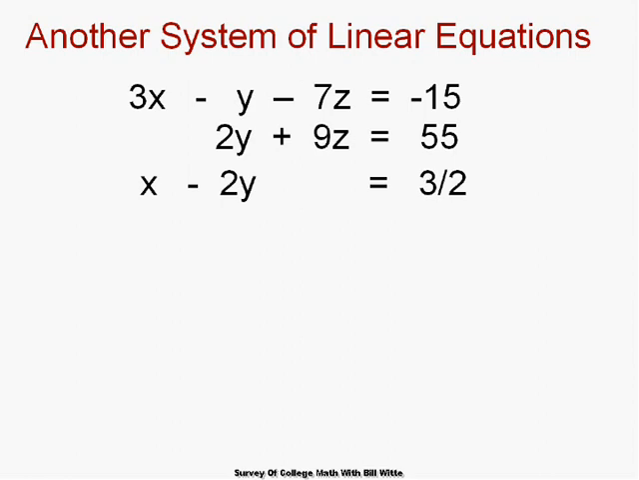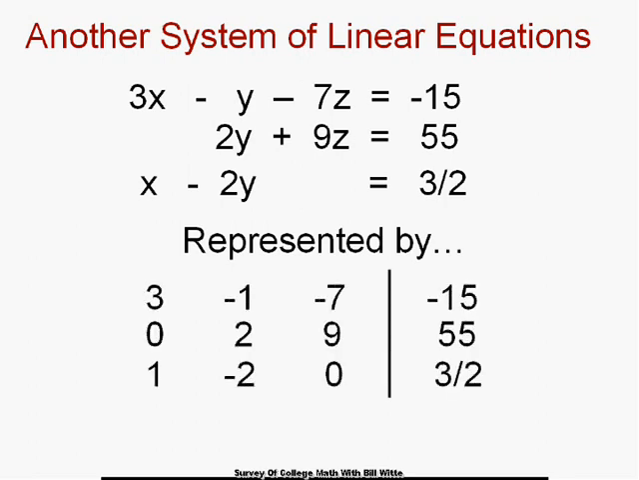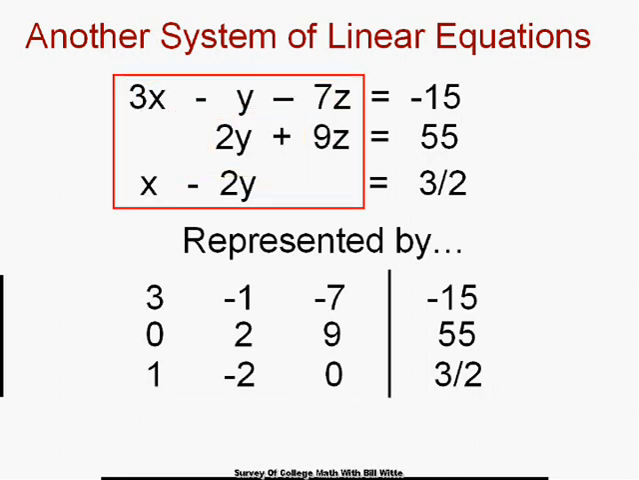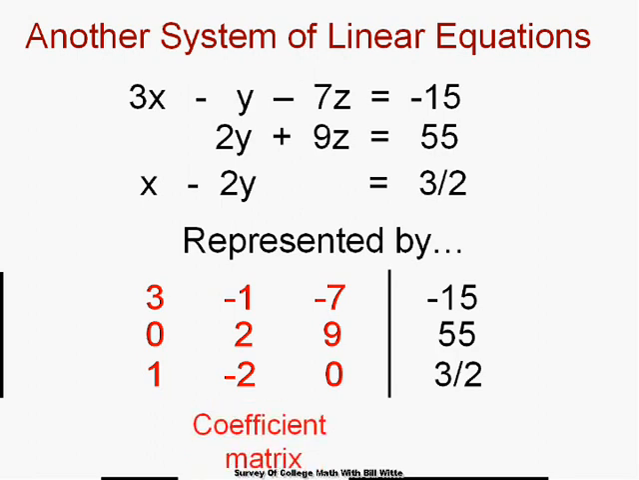Now, this is a three-variable system. It's got an x, y, and a z. Sometimes there's a zero in front of the x or a zero in front of the y, so we don't write them. But still, all the equations have the potential to have three variables. So we would represent this system with a matrix that looks like this. In this case we have three rows and four columns. We still have this portion of it with the letters, all those numbers, are called the coefficient matrix.